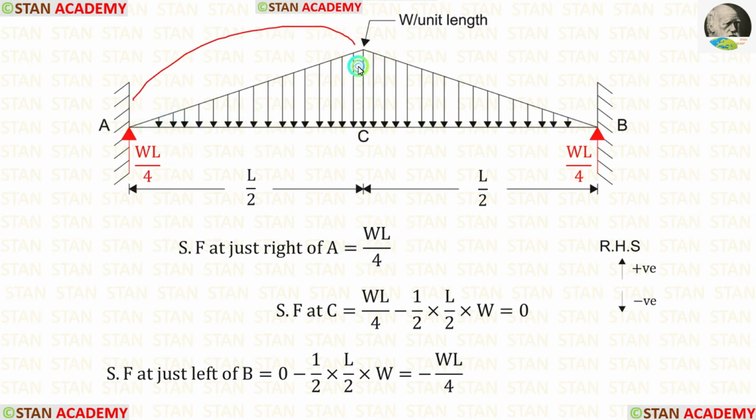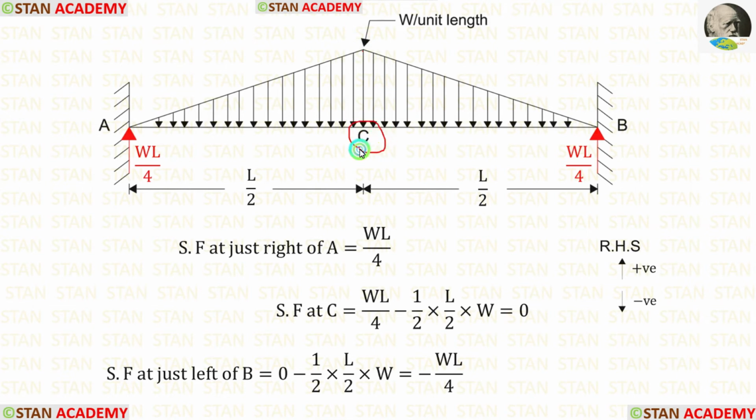Up to the point C, we have the triangular load. It is acting downwards, so it will be negative. For the triangular load, we have to find the area for the shear force. When we add these two terms, we will get 0. Now let us find the shear force at just left of B. In the point C, the shear force is 0.